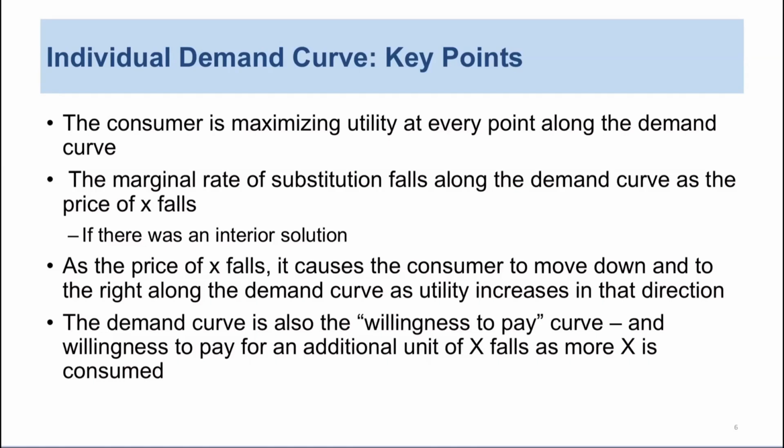Second, the marginal rate of substitution falls along the demand curve as the price of X falls, if there is an interior solution. Assuming that these optimal bundles are all interior solutions, we know that the marginal rate of substitution must be equalized to the relative price. And given that the relative price falls, to satisfy this optimality condition, it must be the case that the marginal rate of substitution falls as well.